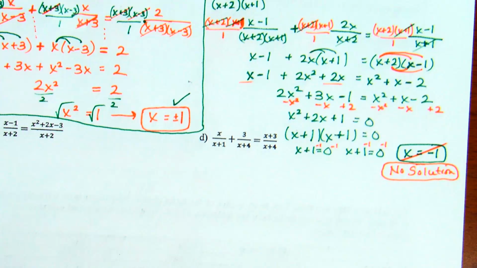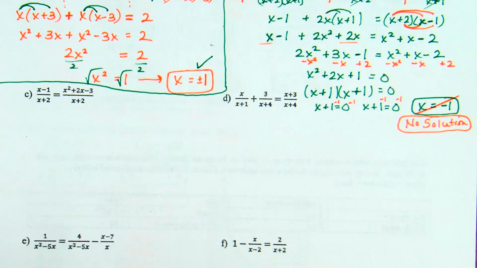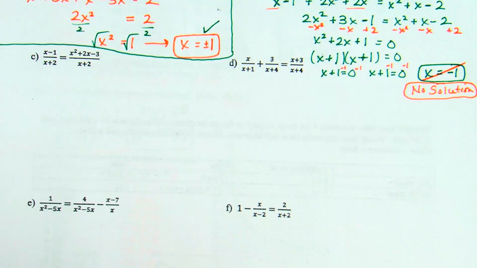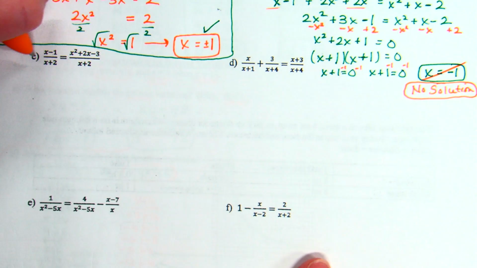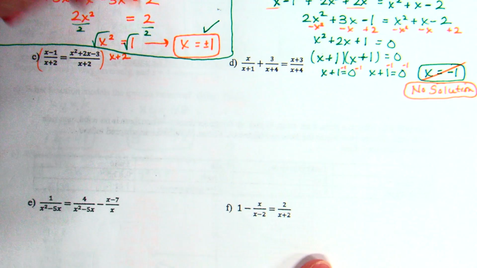Before I finish though, look at C. We're not working C. What I want to know is, on C, what would you multiply by to clear your fractions out? In other words, what would be your common denominator if you had to get one? There already is a common denominator, yes? So my point would be that if we were doing this problem, we would multiply by x plus 2. Agree?